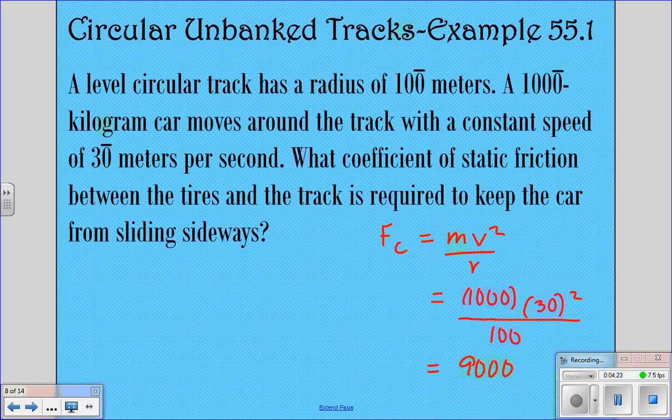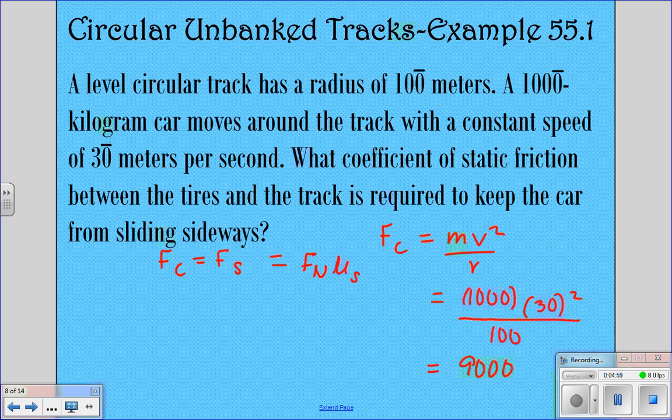Now, whenever we have an unbanked track, a level circular track that's unbanked, the centripetal force equals the same thing as the static friction. So our centripetal force equals our static friction. And the static friction is given by F sub n times mu sub s.